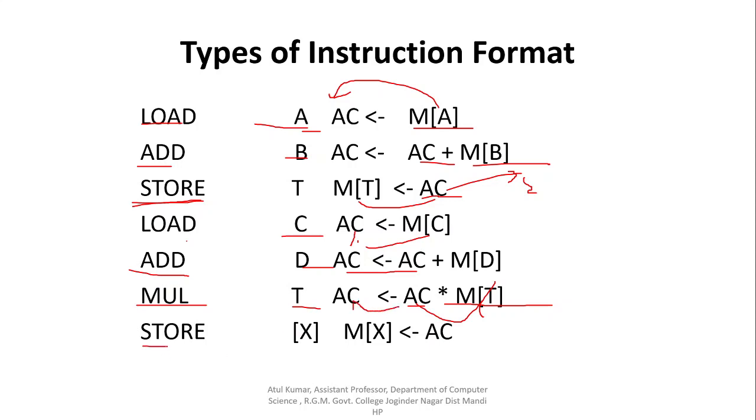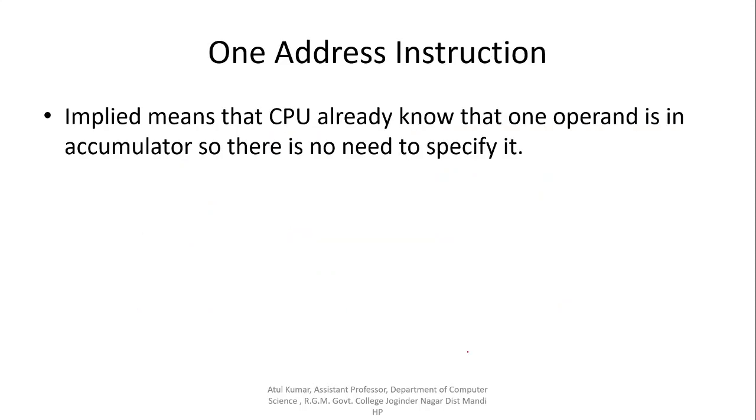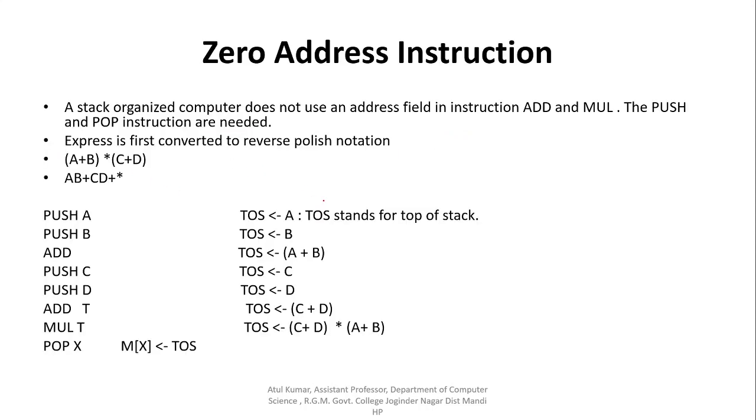So these contents are multiplied, and the result is stored in the accumulator. Then store X means the content of the accumulator is stored in memory at location X, and it is basically a one address instruction. As we have seen, implied addressing mode is used, meaning the CPU already knows that one operand is in the accumulator, so there is no need to specify it.